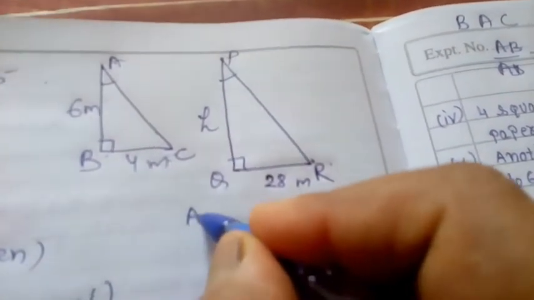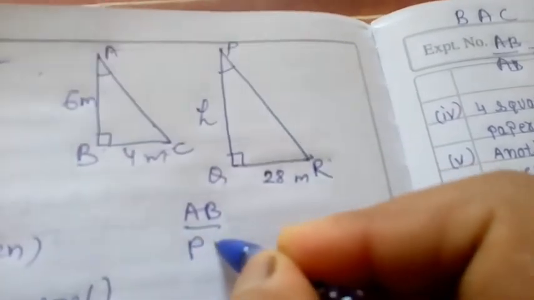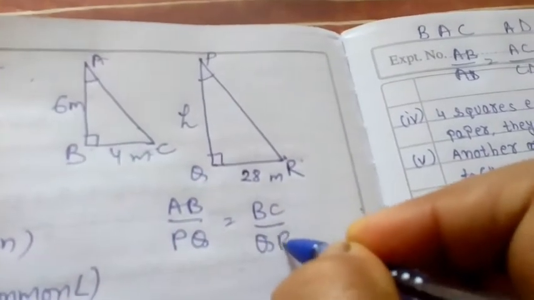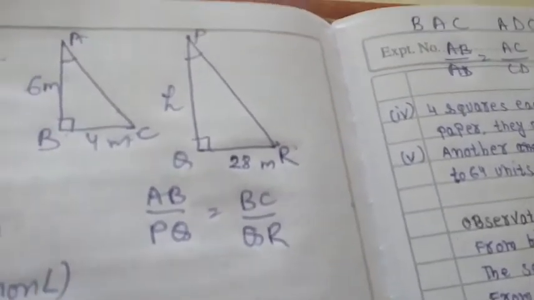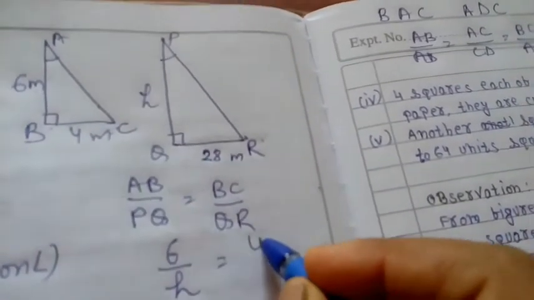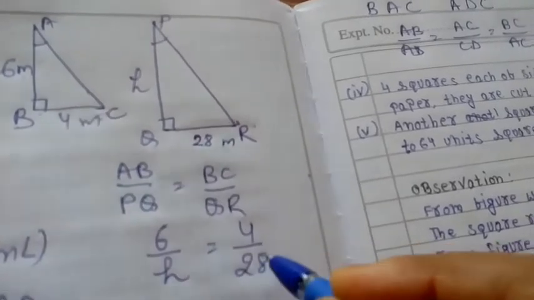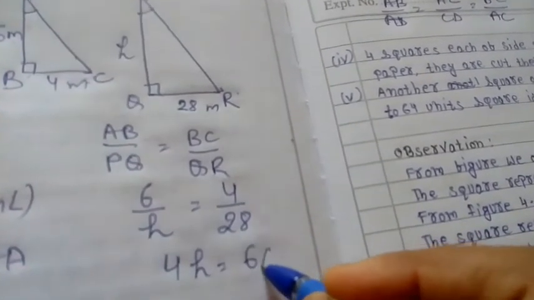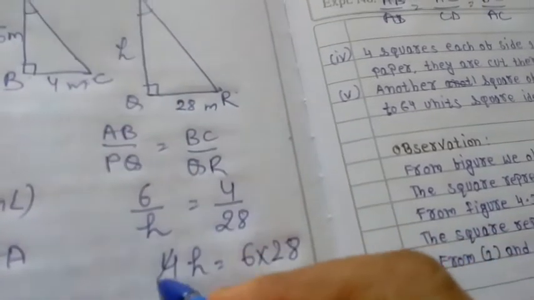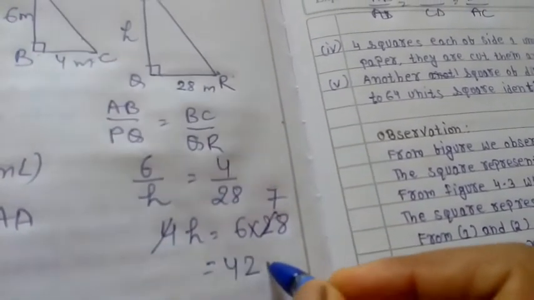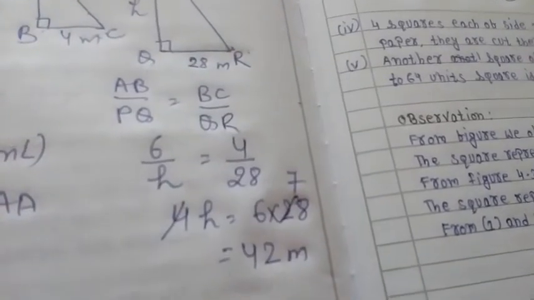If they are similar, the ratio of their sides AB upon PQ equals BC upon QR. AB means 6 upon h equals 4 by 28. 4h equals 6 into 28. 4 sevens are 28, 6 sevens are 42. The height of the tower is 42 meters.